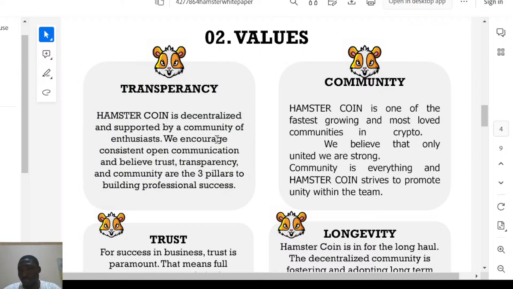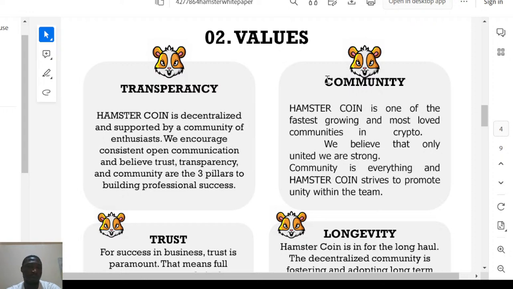And the second one is community. The community is one of the fastest growing and most loved communities in crypto. We believe that only united we are strong. Community is everything, and the team strives to promote utility, which is also a very important factor that we need to know. So all these are important points that we need to take note of when talking about projects like this.